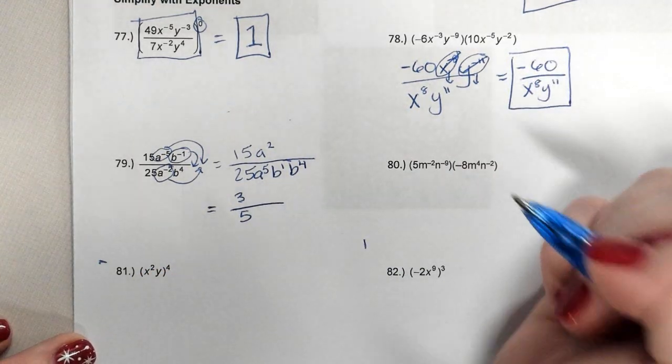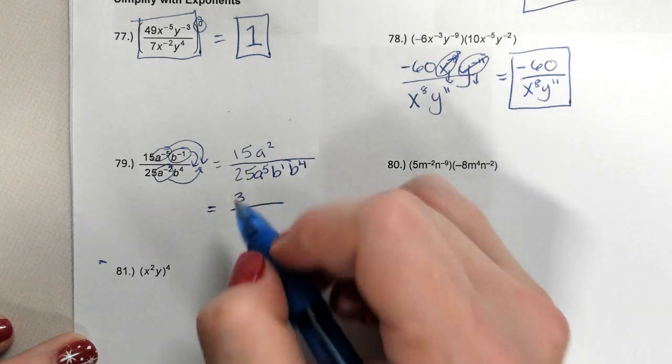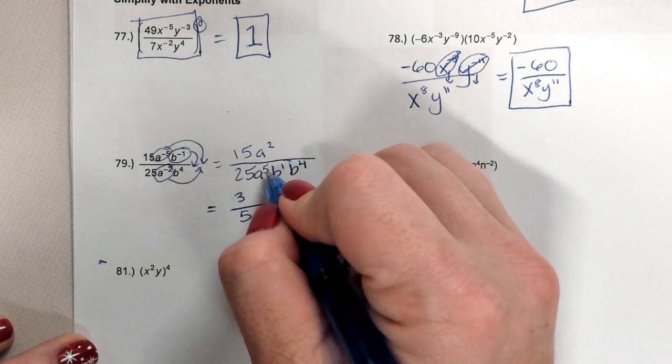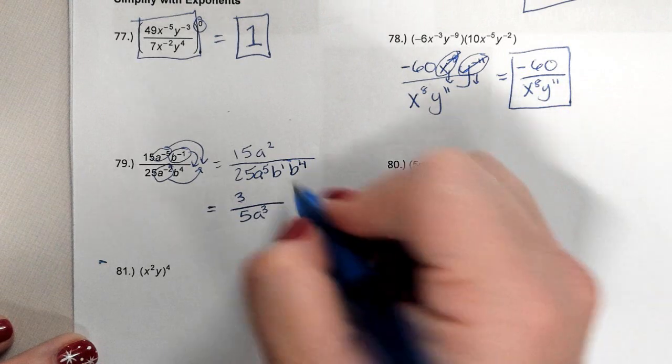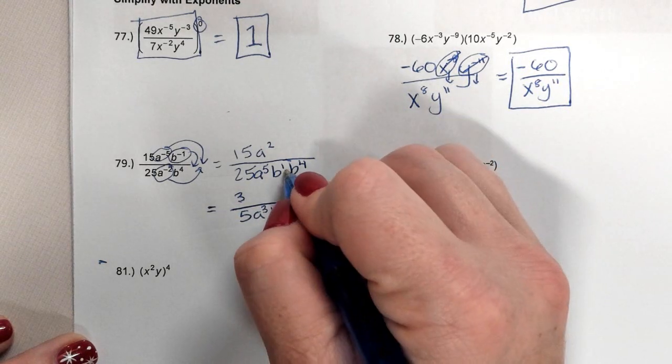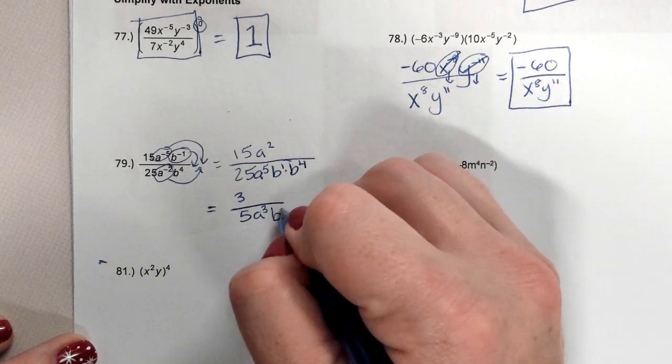And then I have to figure out where I have more a's and where I have more b's. So I have more a's on bottom. 5 minus 2 is 3. And all my b's are on the bottom, so that's technically multiplying, which means I add. 1 plus 4 is 5.